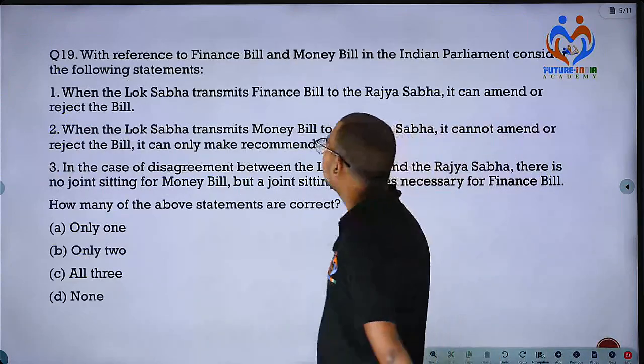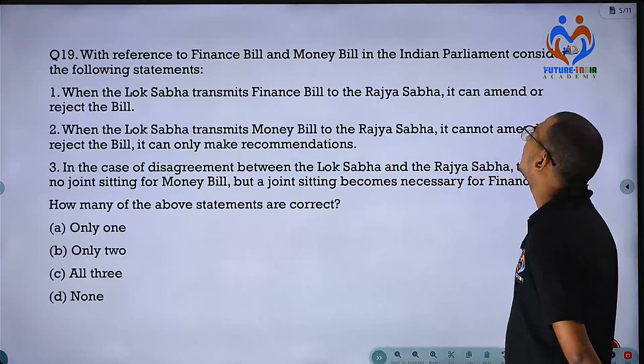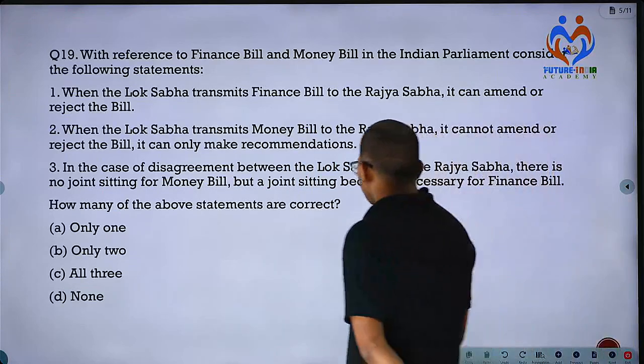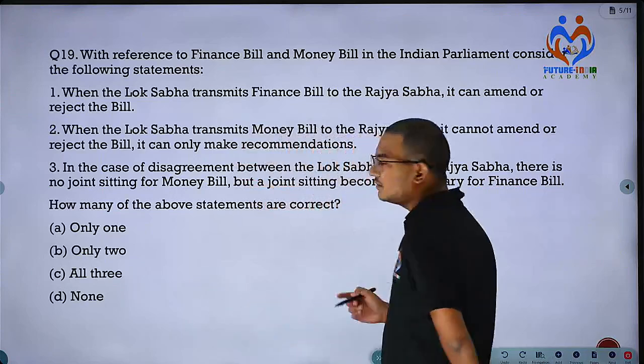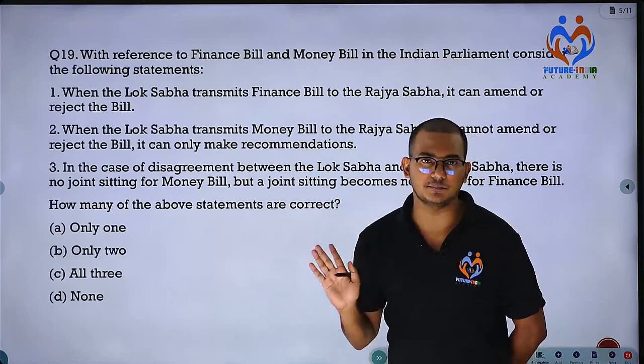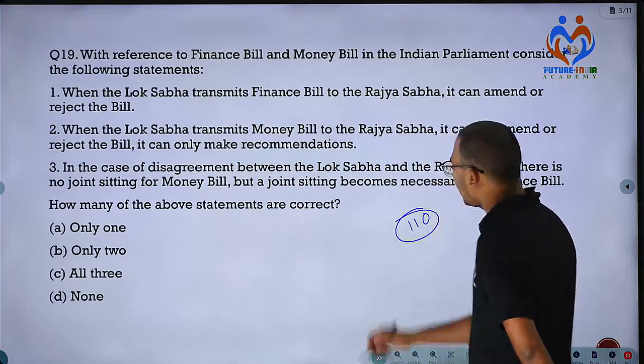Okay, now with reference to the 19th question, guys, with reference to the finance bill and the money bill in the Indian Parliament, consider the following statement. See, let me tell you something. Finance bill means money bill will come, and financial bill of type 1 and type 2 will also come. Okay, so when I say finance bill, money bill, it comes under article 110.